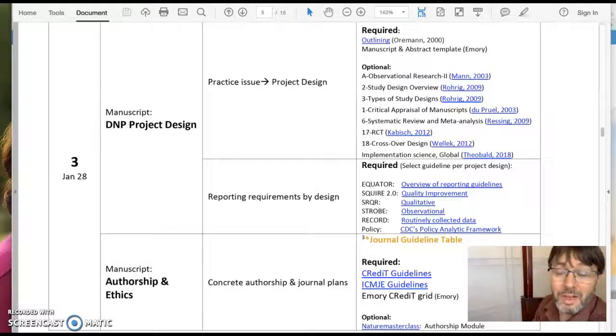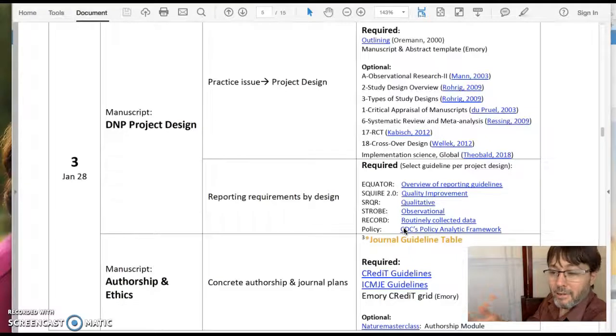Well, welcome back to our second installment this week. We spent our previous session talking about how the practice issue that you're working on drives the design of your DMP project. And then in turn, the design of your DMP project gives you an architecture to build on and how to report your findings using standard reporting guidelines. You can find them on the Equator overall website, or you can select the reporting guideline that's specific to your design if you know what design type you're using.